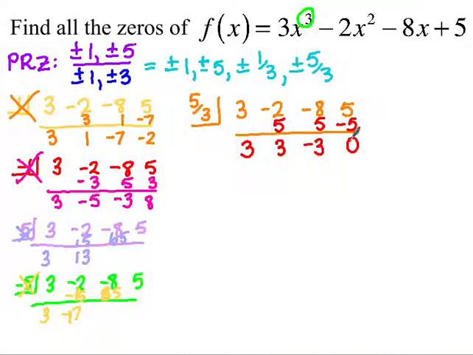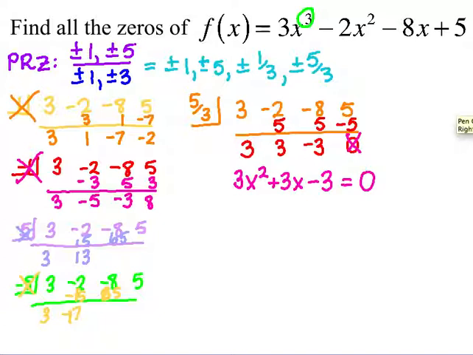Now the benefit of using synthetic substitution is that since I cancel off my remainder, this is actually 3x squared plus 3x minus 3. That's why we did the synthetic substitution, because now I can look at this and see if I can factor. Can I factor that? Nope. So what's my next option?